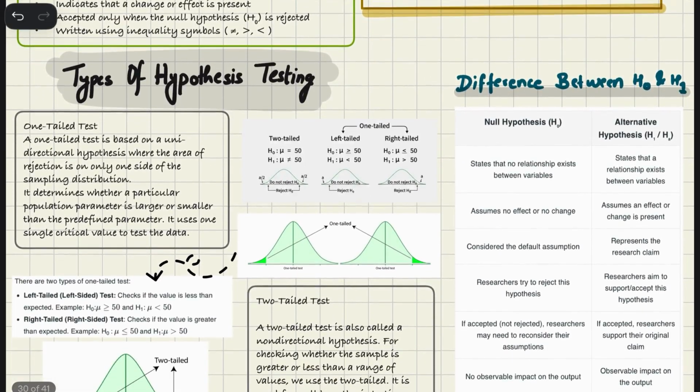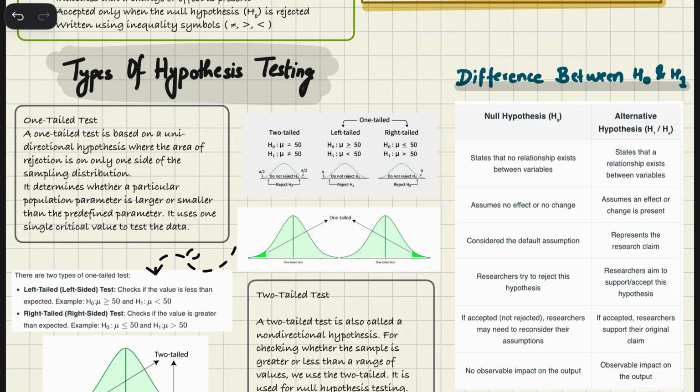All right, so the very next thing we need to understand is types of testing. Depending on how you state your alternative hypothesis, your test will either be one-tailed or two-tailed. This completely changes where you look on your probability distribution chart to find your final answer. So what does this mean? First you need to understand that we have two types. The two-tailed test is used when you want to look for any difference, whether it is higher or lower.